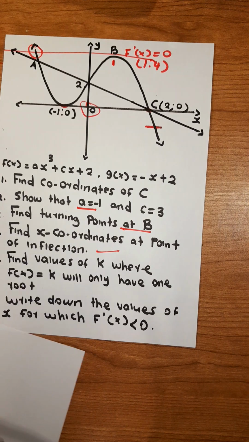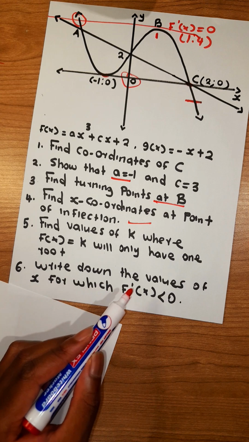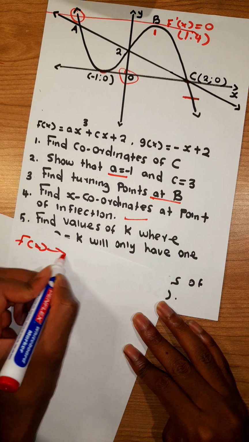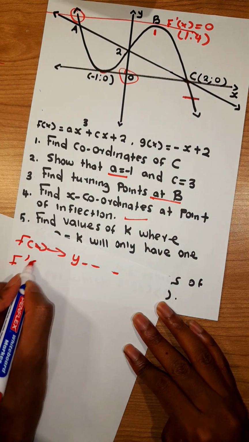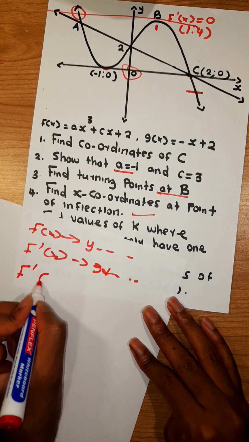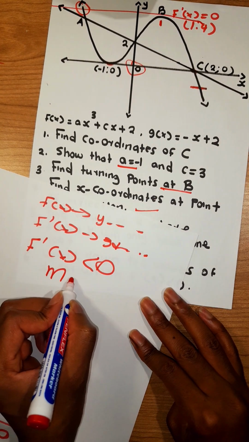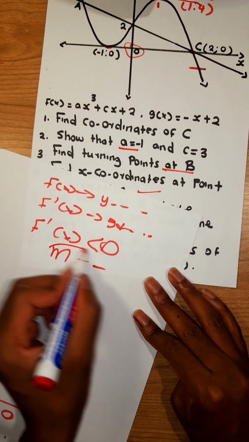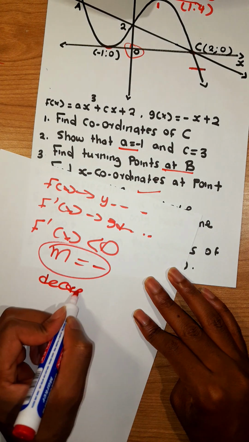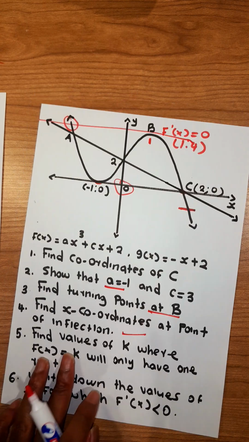This other question says, write down the values of x for which f prime of x is less than 0. What is f of x? This is the y-intercept. What is f prime of x? This is the gradient. Whenever they say f prime of x less than 0, they are telling us when the gradient is negative. And when the gradient is negative, it is when the graph is what? Is decreasing. Where on this diagram is our function decreasing?